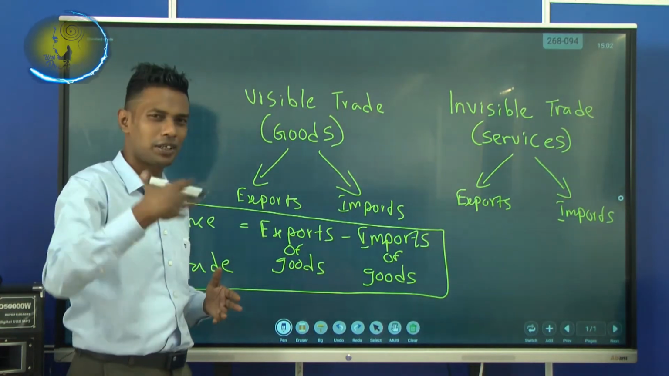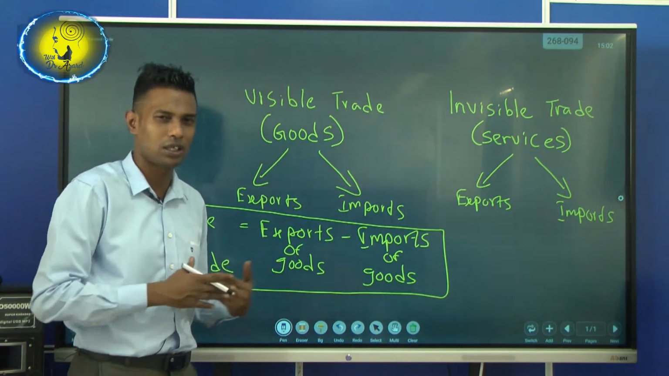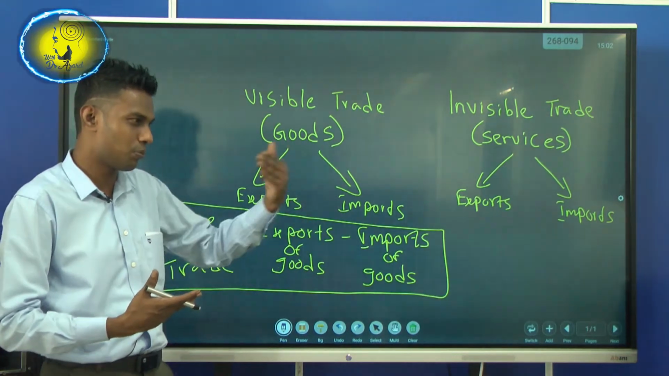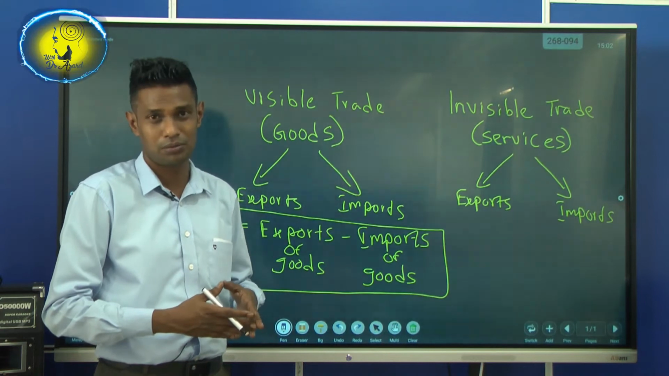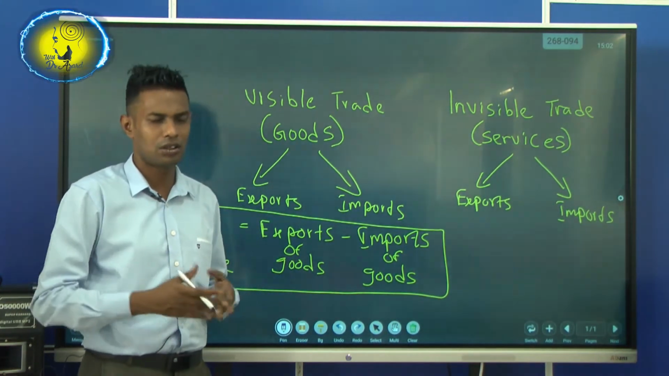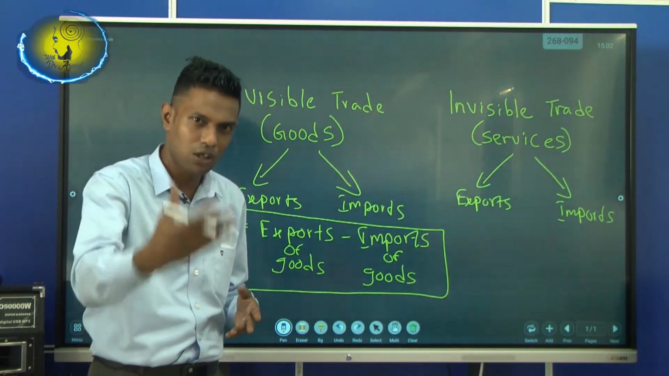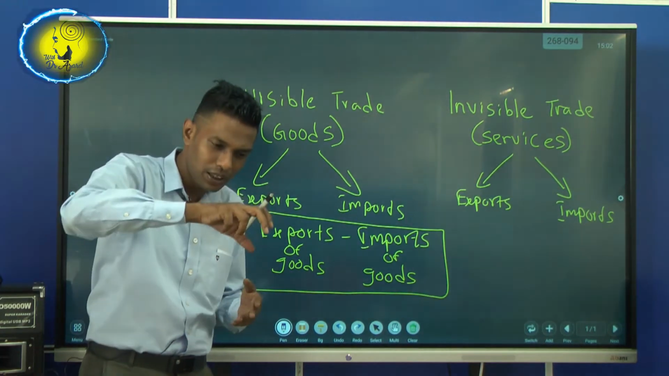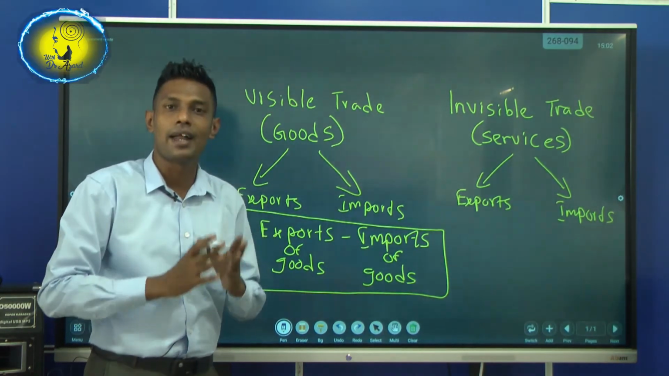Now, when we trade goods or services, we can't trade in our local currency. We have to exchange. That means we might have to buy their foreign currency to buy their goods. Assume that you want an iPhone for $100 or $200. You have to convert your local currency in order to purchase that product. It should be converted to dollars. So that's what we call an exchange rate.